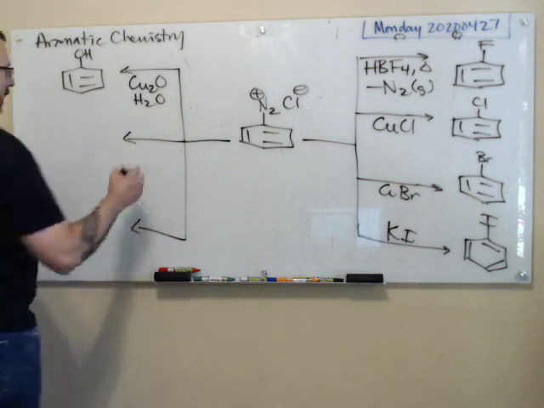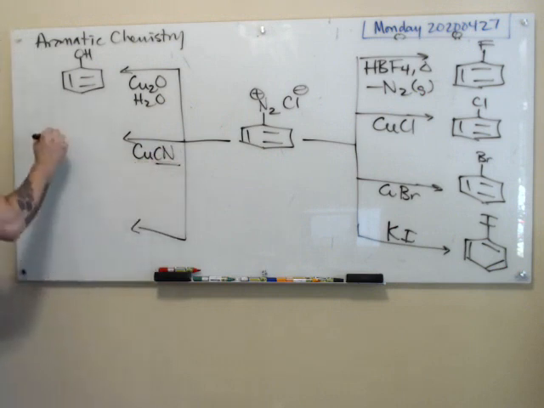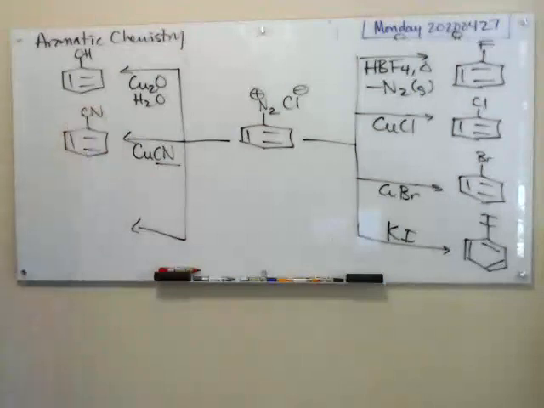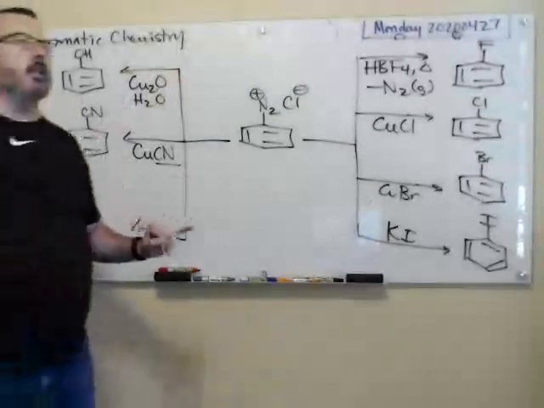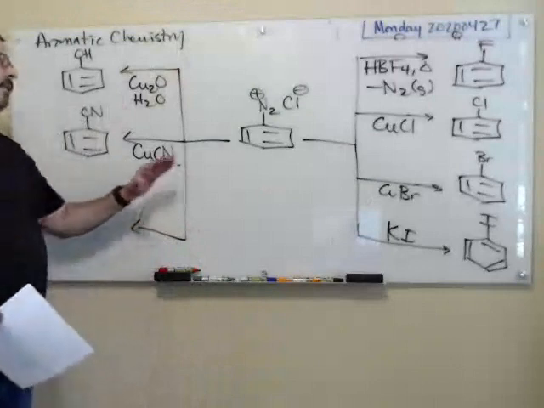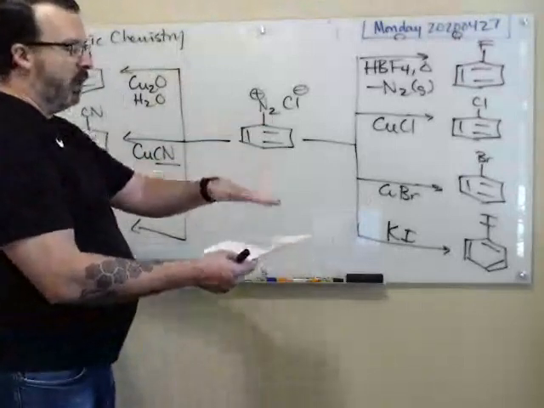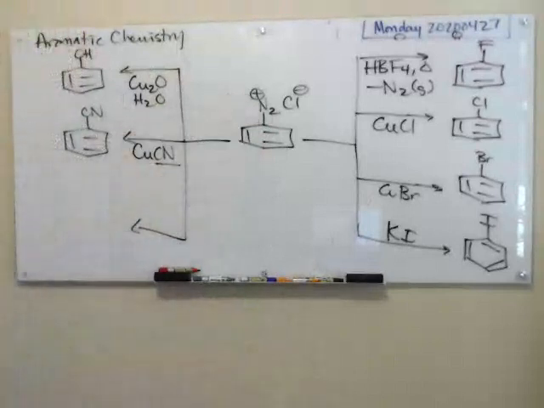We can use another copper salt, copper cyanide. That gets us the nitrile group. So copper, you see this in a couple different places. Copper is pretty special for these because it's a transition metal. It allows for the energy of activation to be lowered for doing this displacement.